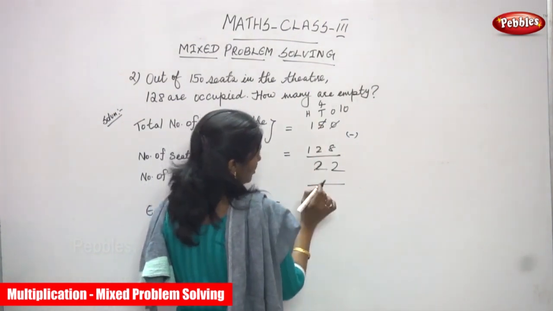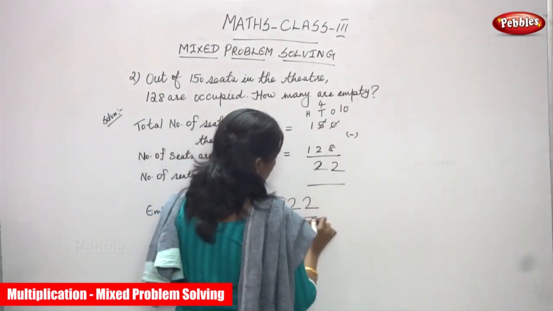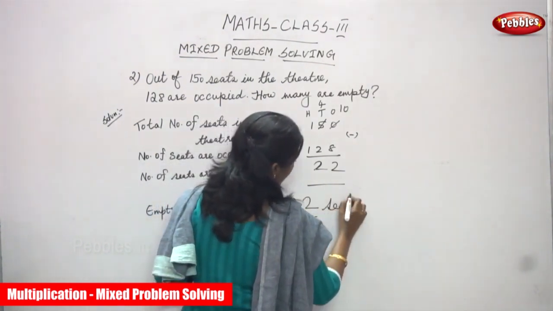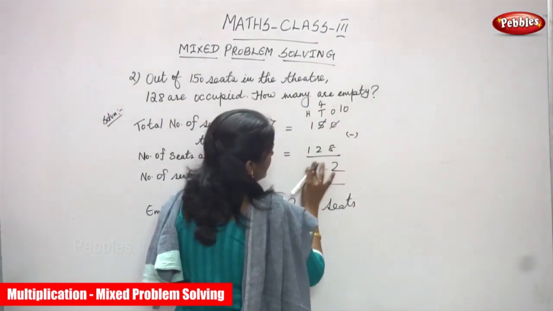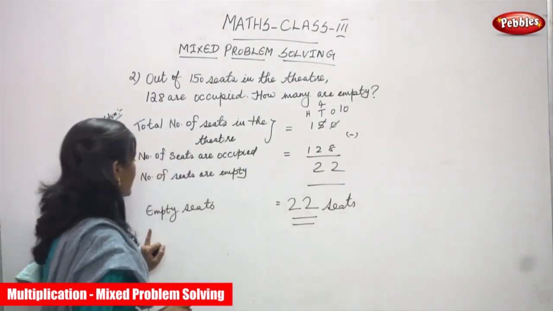So 1 minus 1, you know that 0 is not necessary, right? So the empty seats are 22. So 22 seats are empty. This is the right answer for the question.